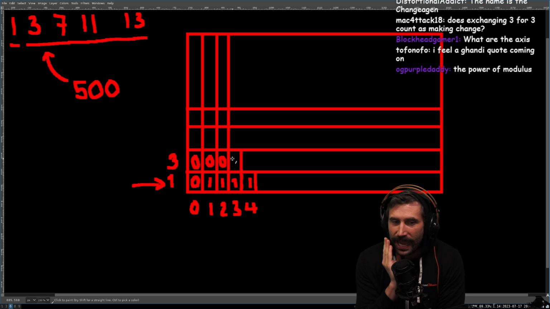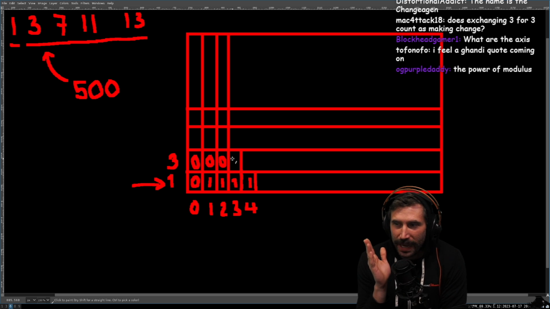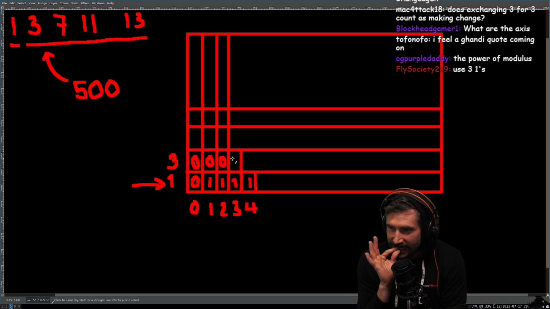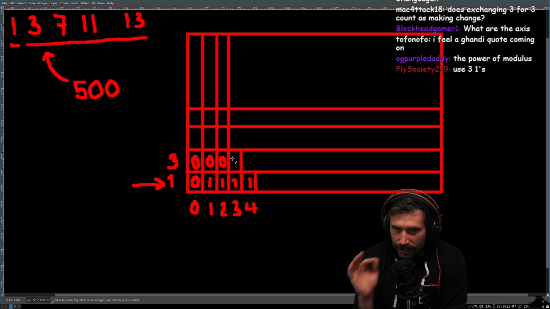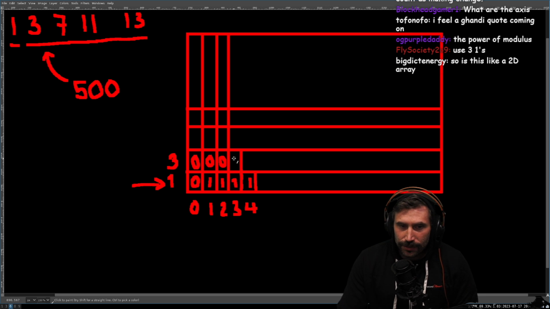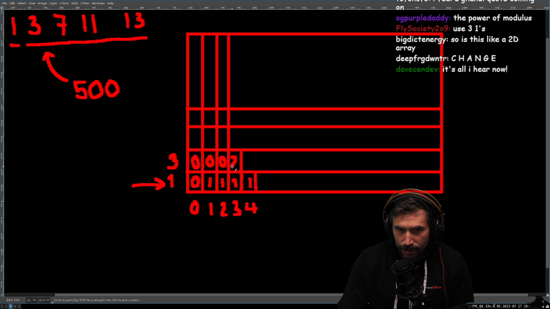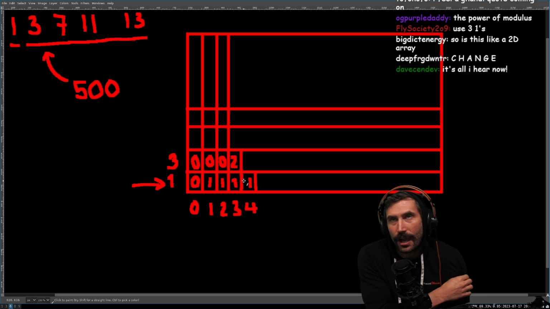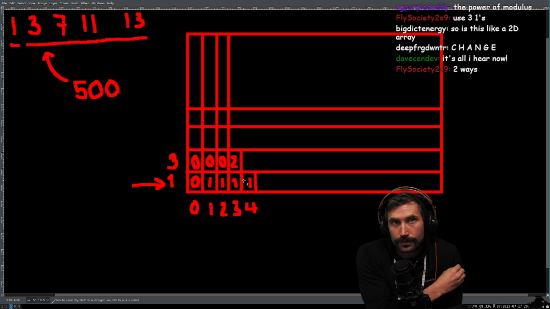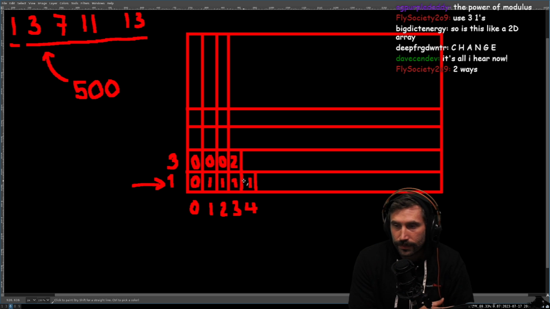So I'm trying to remember how you do this correctly. I know it's the power of modulo, but I cannot remember the exact. Because in other words, you can definitely use 3 and you can use ones. So there's definitely two ways, right? So this should be a 2, but I'm trying to remember how would we calculate that it's a 2?